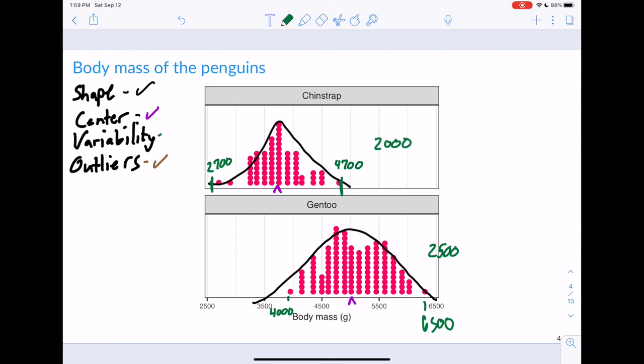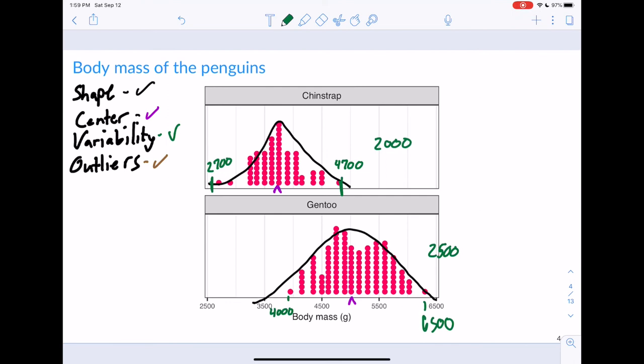So we've now identified all four of these things, right? Just a quick recap: shapes, both symmetric; center, the center of the Gentoo is higher than the center of the chinstrap, meaning on average, the body mass of Gentoo penguins is going to be larger than that of chinstrap penguins. There's greater variability for the Gentoo than there is for the chinstrap penguins, and there are no real outliers in this plot. So I hope when you see a plot like this, these are the four things you're going to go through and talk about.